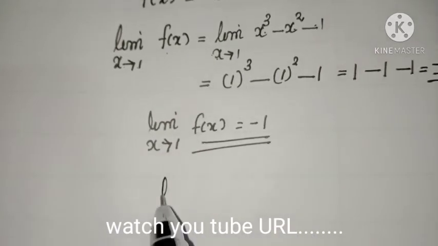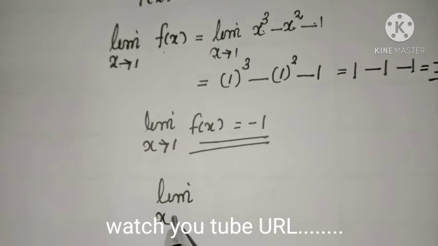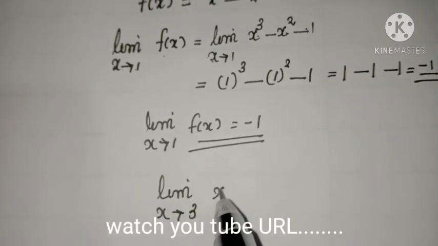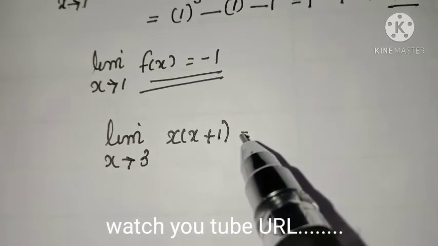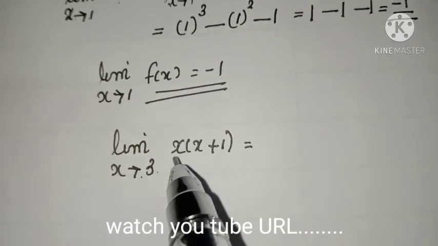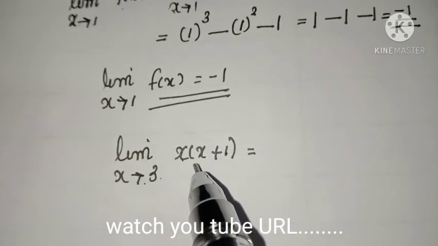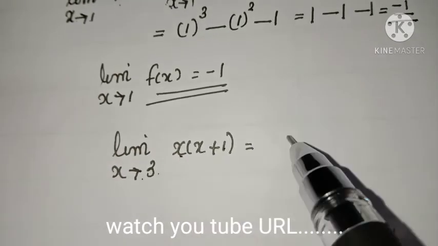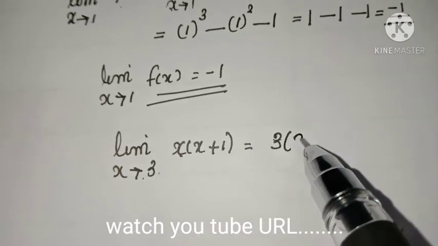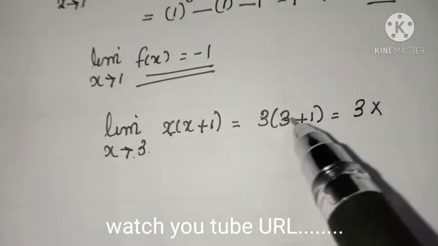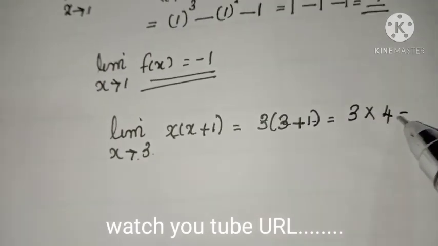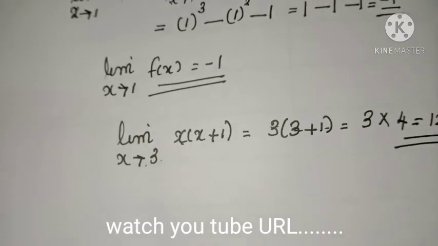Suppose we have another question. Limit x tends to 3, x into x plus 1. So what is the limit? Limit x tends to 3, x into x plus 1 means put x equal to 3 here. So this is 3 into 3 plus 1. That is 3 into, what is 3 plus 1? 4. 3 into 4, 12.